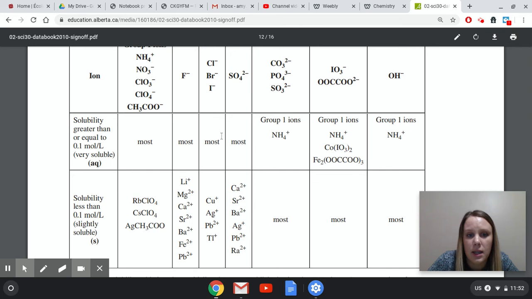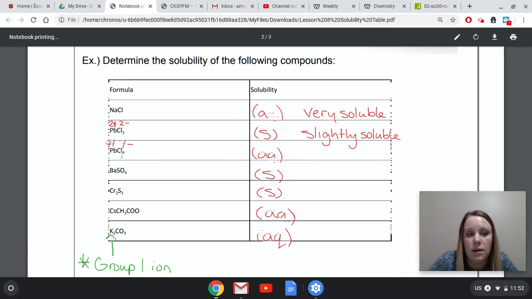So that means that lead 4 is up here in most ions. If you don't find it in the exceptions, it lives up here. So lead 4 is in here, meaning it makes an aqueous solution. Lead 4 chloride would have aqueous behind it.